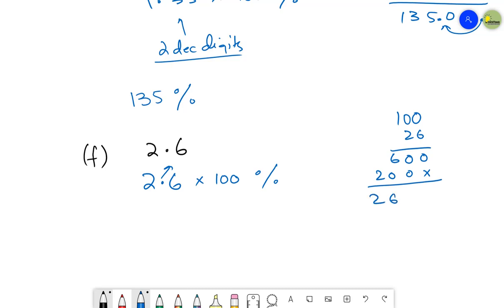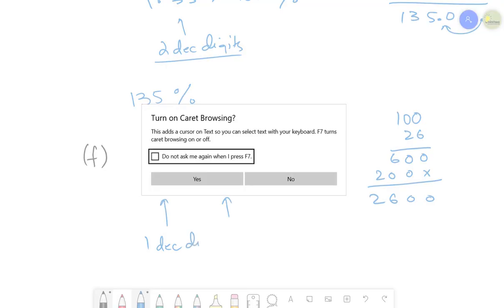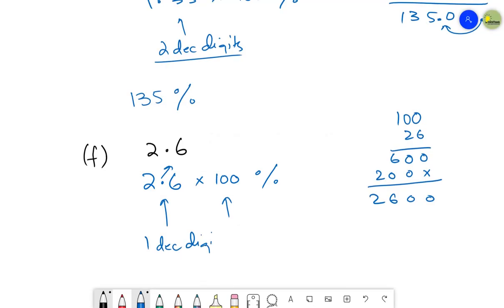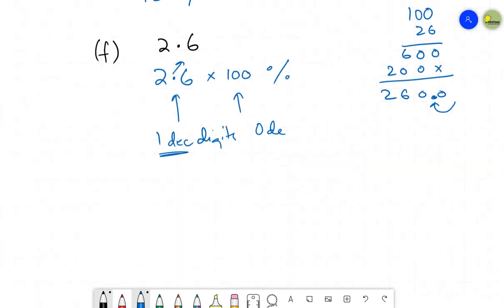So it is 2600. Now where do you have to place the decimal? Just count down the decimal digits in the two given numbers. Here you have only one decimal digit, here you have 0 decimal digits. So collectively you have only one decimal digit. Just place the decimal point before one digit in your answer. So it is going to be 260%. This is your answer. I hope this question is clear to you.